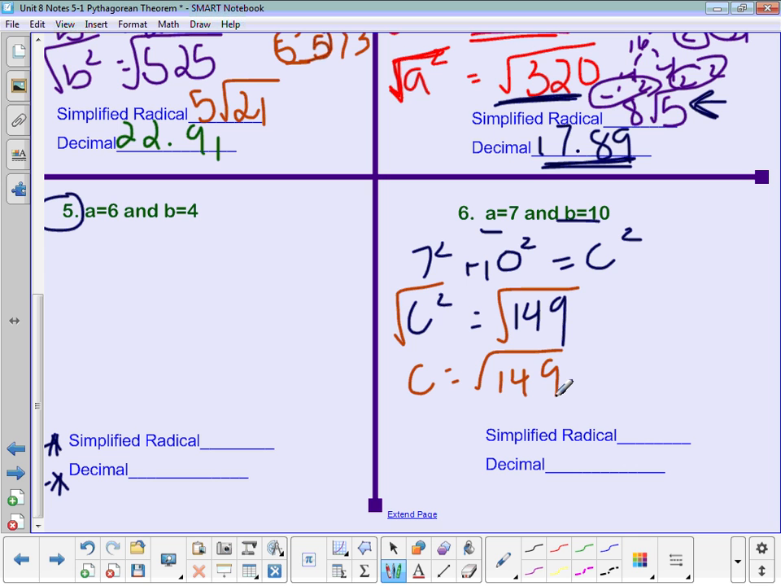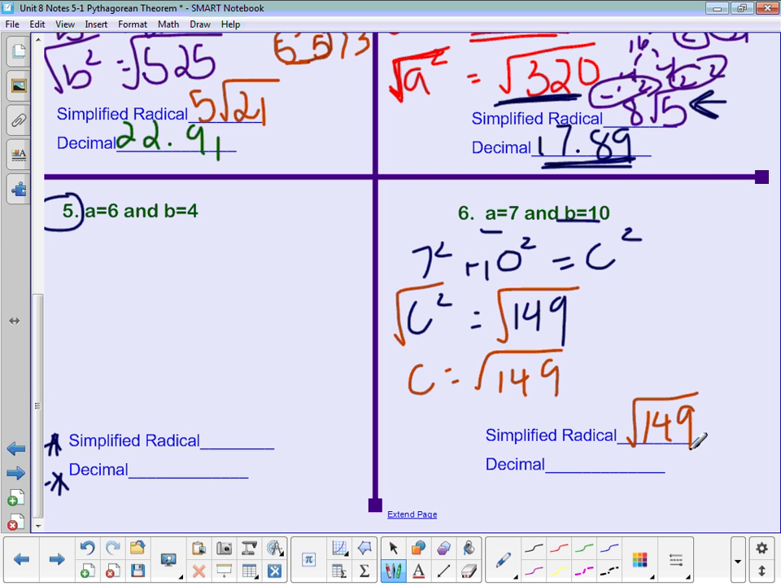So I took 149 and I played around with it. I tried to divide some numbers. I tried to divide it by 3. That didn't work. I tried to divide it by 9. Well, that didn't work either. So I kept trying to divide it by different numbers until I got something that worked. Okay, and I couldn't find anything. 149 is actually a prime number. So my simplified radical is actually the square root of 149.